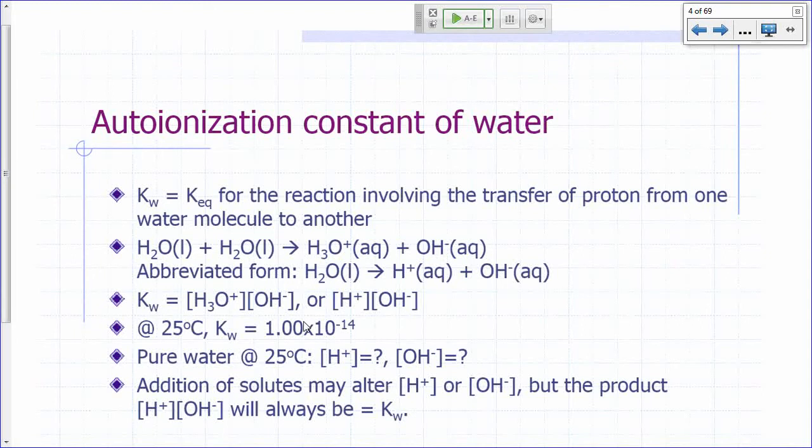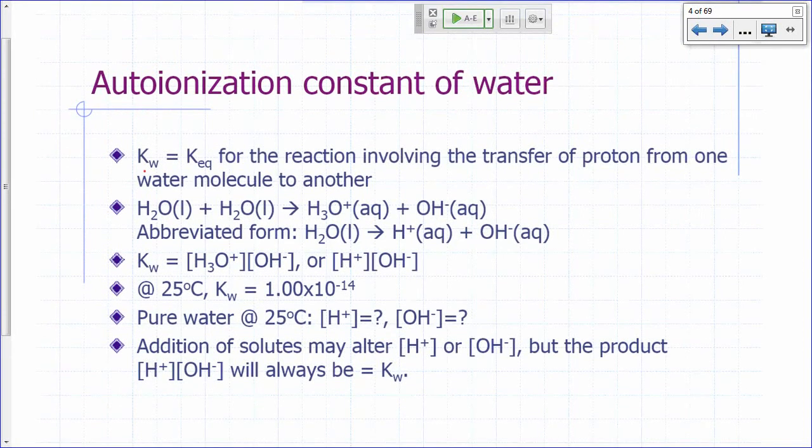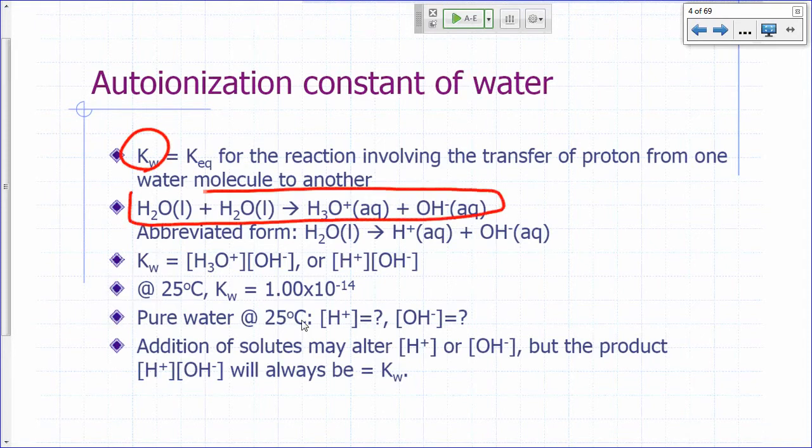The autoionization of water. Like I said, K for this reaction is known as Kw, and this particular reaction is this one right here. In water, even if you have ultra pure water, it's not all going to be just water molecules. At any given instant in ultra pure water, a very, very tiny fraction of your water molecules are actually in the form of hydronium and hydroxide ion.